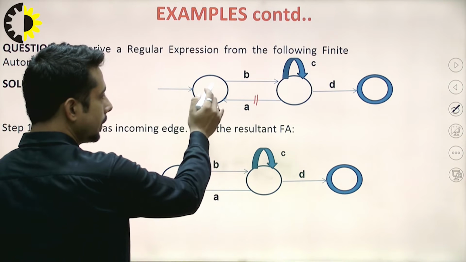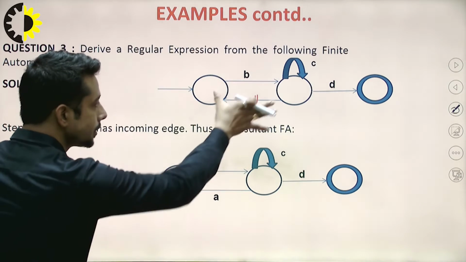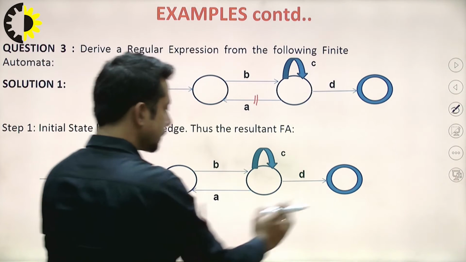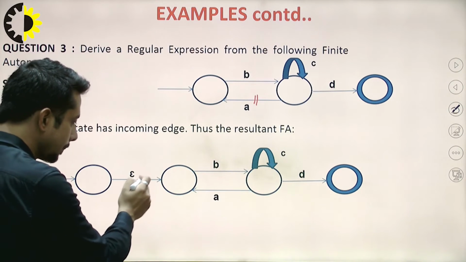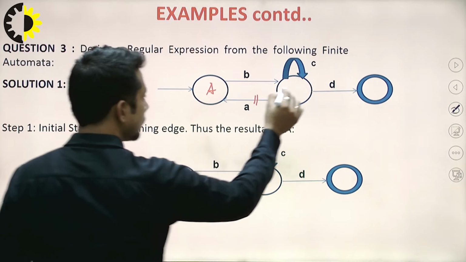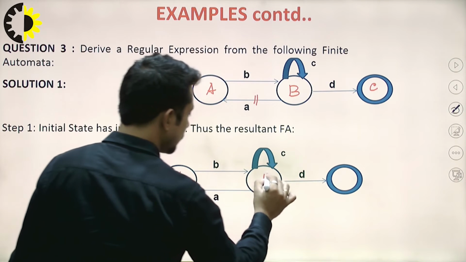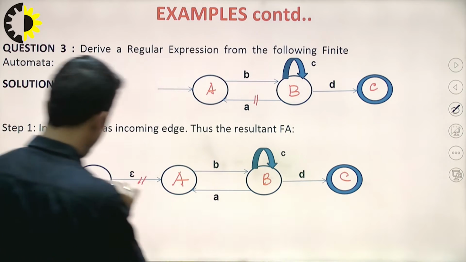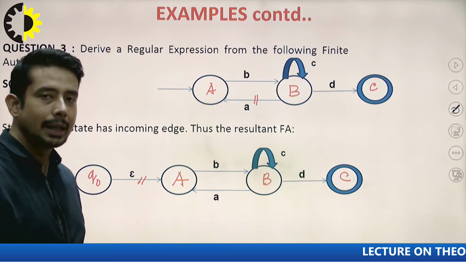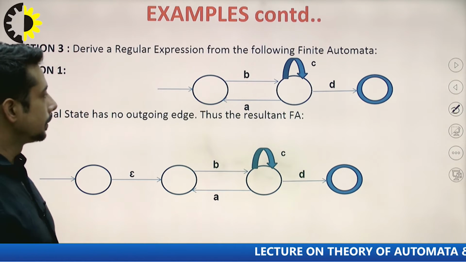So, what will I do? I will make this initial state a normal state. I have made it and just made a replica of it. I copied and pasted the same, and there is an epsilon transition which I have taken to a new state. So, earlier it was A, B and C. Now, it will become a new state Q naught. If you want, you can name the states. It's completely dependent on you.